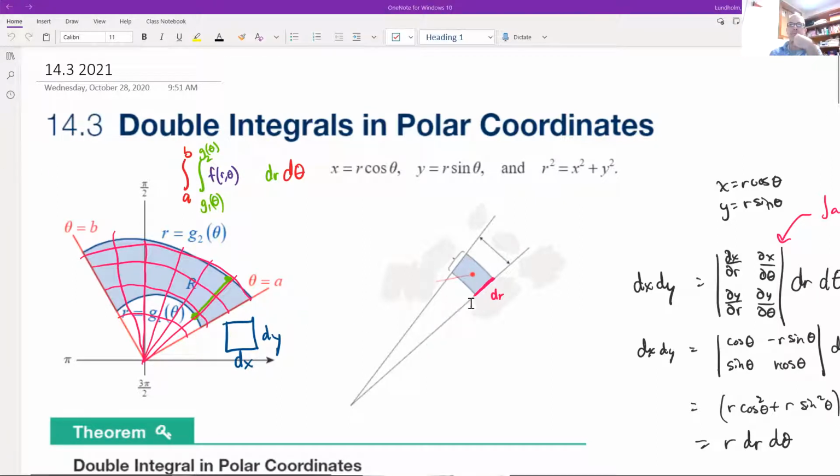So the short side of this thing that's starting to look like a rectangle, especially when you make things get a smaller and smaller, finer and finer mesh here, dr is going to be the change in the radius. And then if you think about this length along the circumference of a circle here, that length would again be approximately a change in the angle times the radius. So the radius times a change in angle.